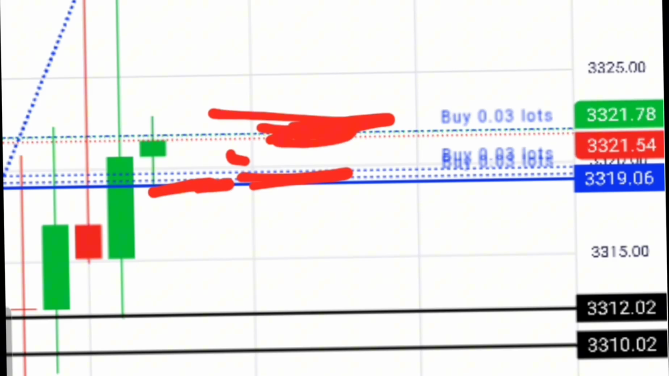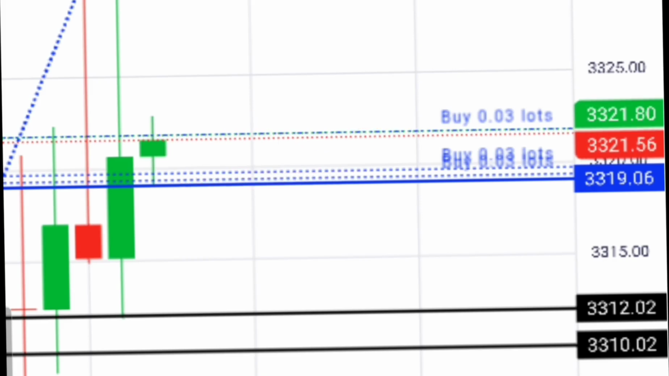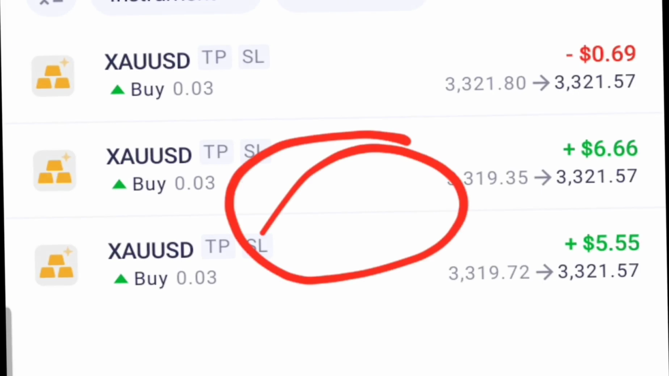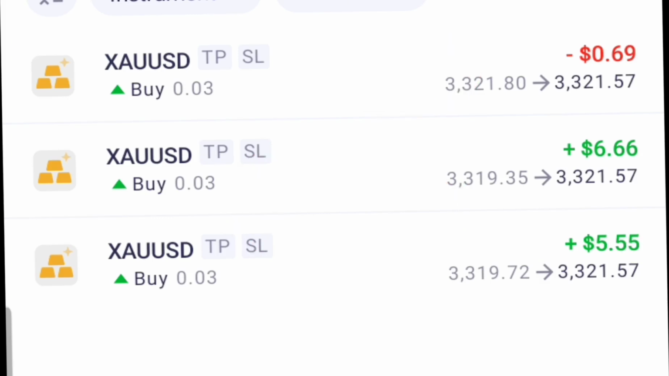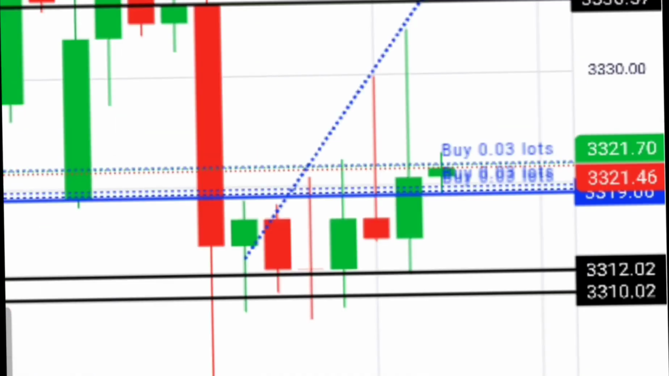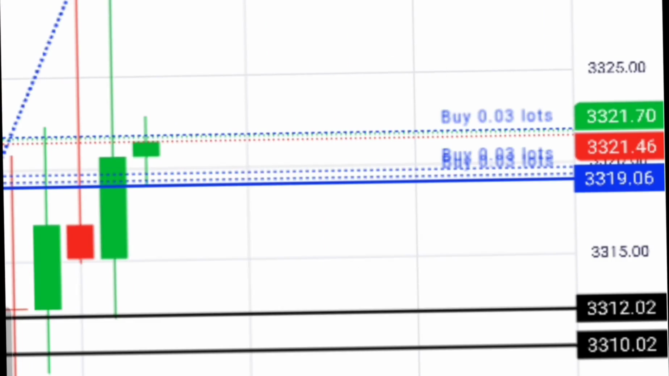Let me go and show you. Look at the order. Look at the order here. You see this first two trades I entered under, the first two trades I entered under are on profit. But the one I entered up there, I'm on losses. So I want you to understand that the best place to enter a trade is not up here. The best place to enter a trade is when it retraces, when it pulls down to your structure. So what is your structure?